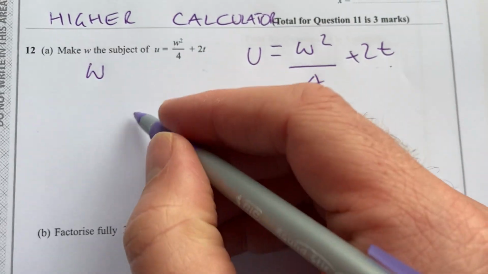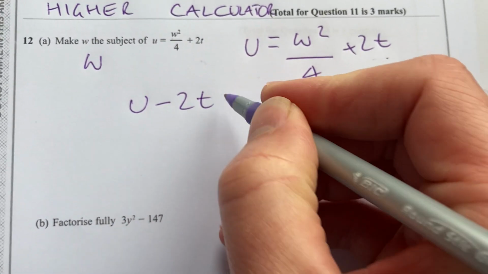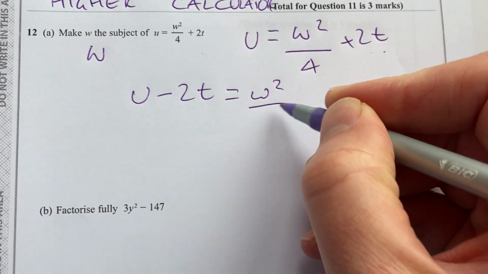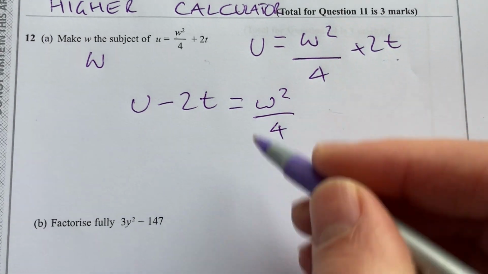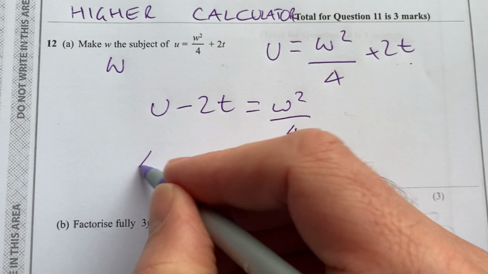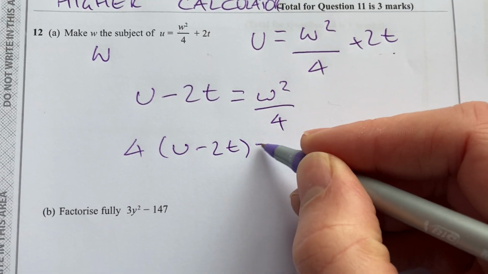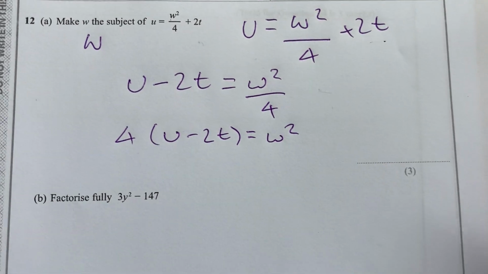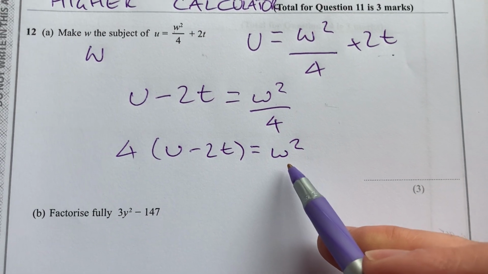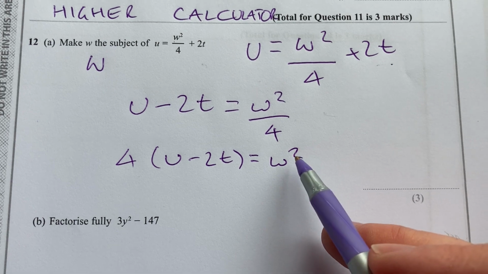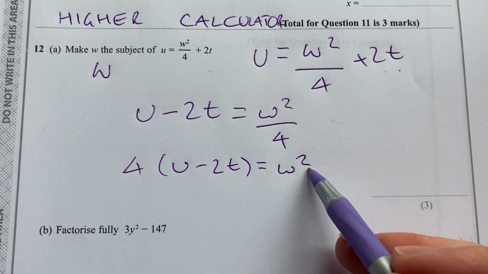That 2t I'm going to bring to this side. U minus 2t equals W squared over 4. Then I want to get rid of the fraction, so multiply by 4 on both sides: U minus 2t, times the 4, equals W squared. So now I've isolated the term involving the W, but I want W on its own, it's W squared.